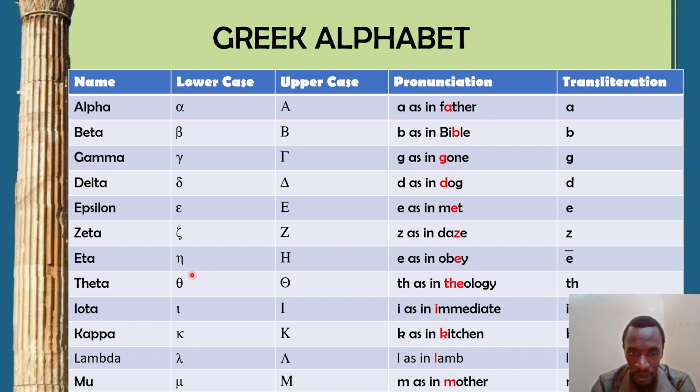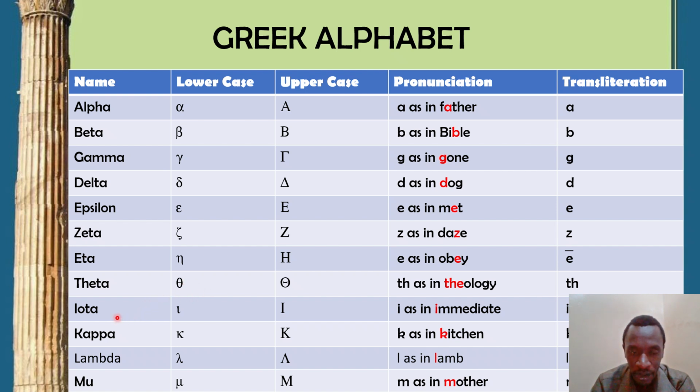This is a small letter, and this is the uppercase, like H, but it has an E sound, a long E, like E in obey. So that is eta. And then the next letter is called theta, and it's like this, for those who have studied physics, even mathematics. You know that this letter is common, and it has a th sound like the in theology, and it is transliterated as th. So that is theta.